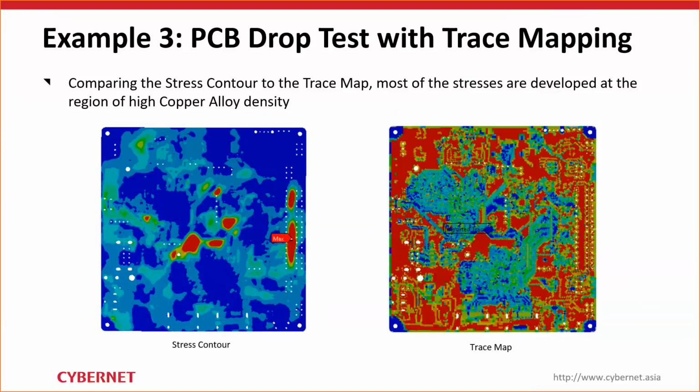When comparing the stress contour to the trace map that I've shown you in the previous slide, you can see that most of the stress is developed at the region of high copper alloy density. Again, like I mentioned previously, the trace seems to be absorbing most of the energy from the impact. So from here, you can see the relationship between the stress contour and also the trace plot that we've just imported into our design environment.